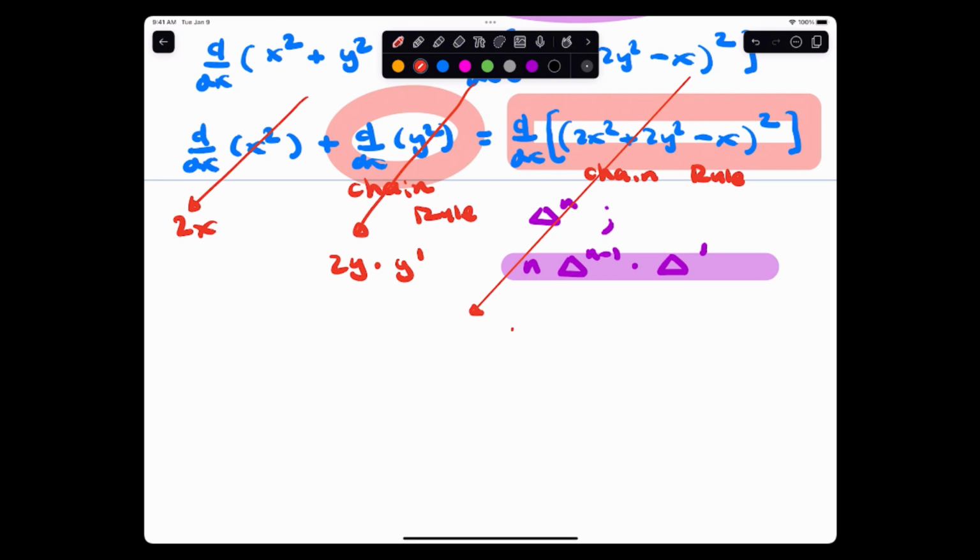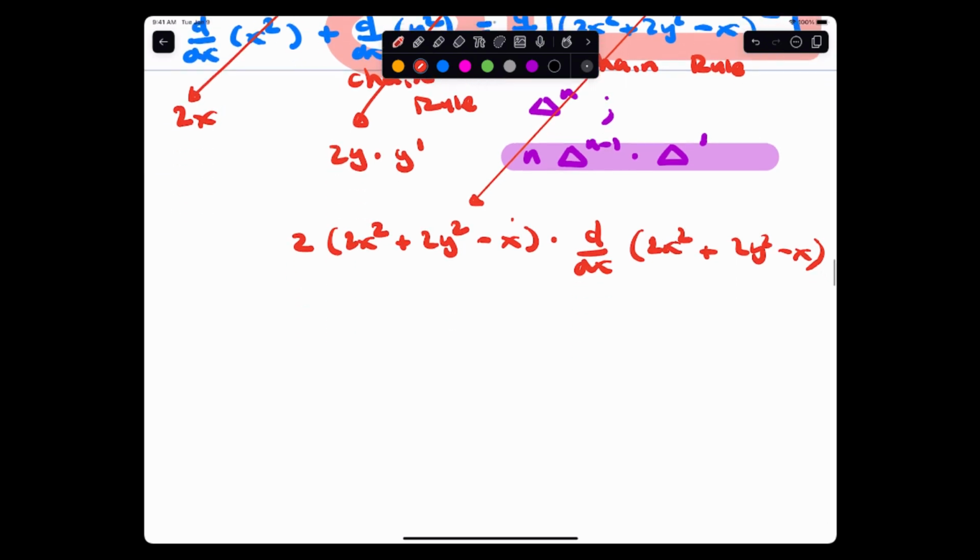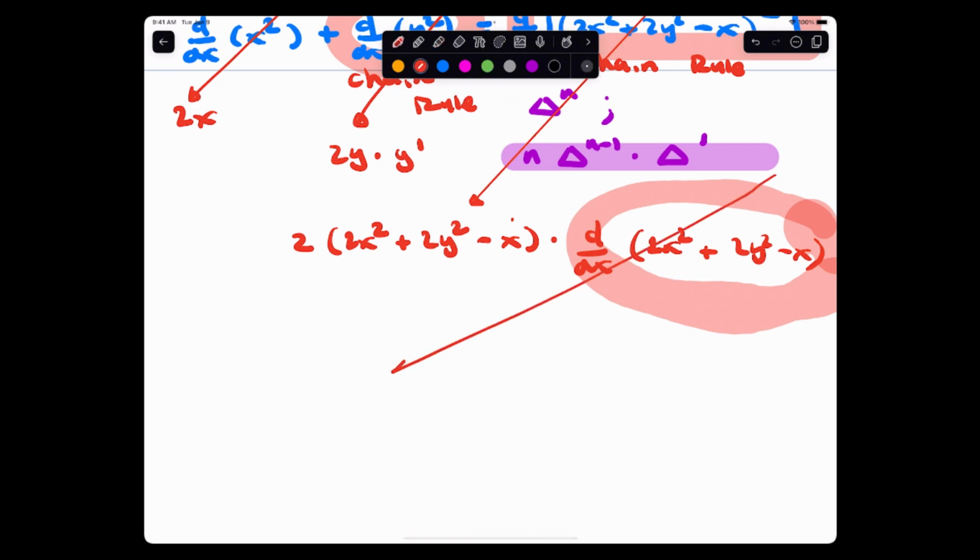So what do you have here? That's going to be 2 times (x squared plus y squared minus x), times, this is the chain portion, the derivative of x squared plus y squared minus x. Okay, so far so good? So the real work now, I'm going to put a highlighter here, is right in here.